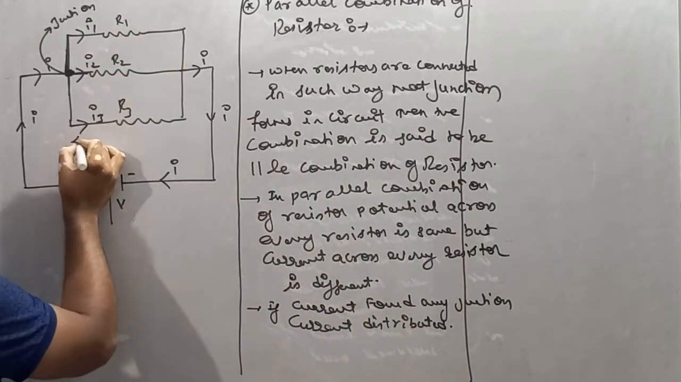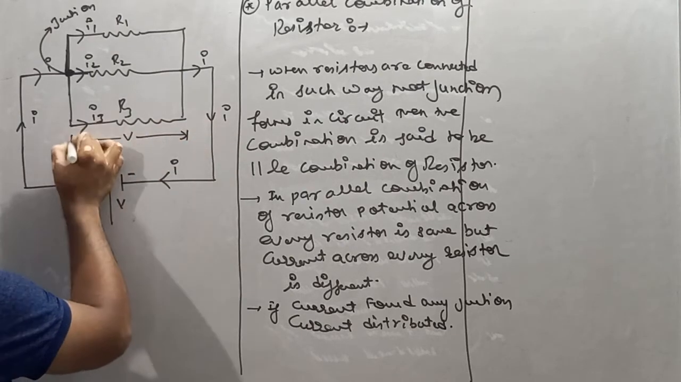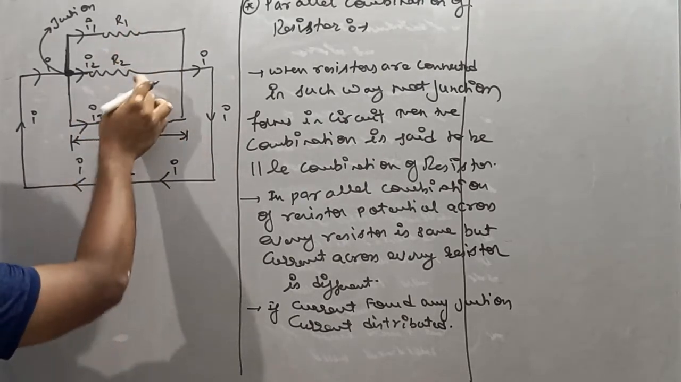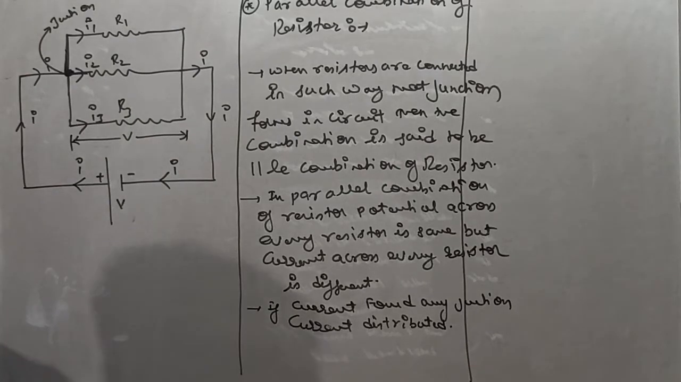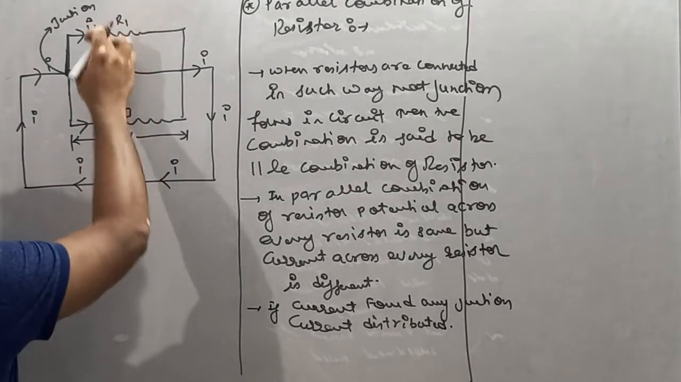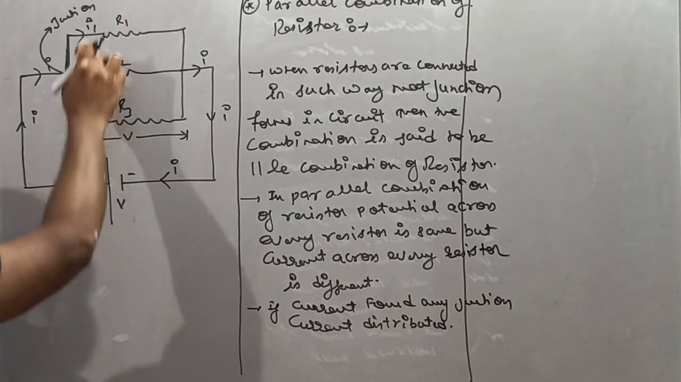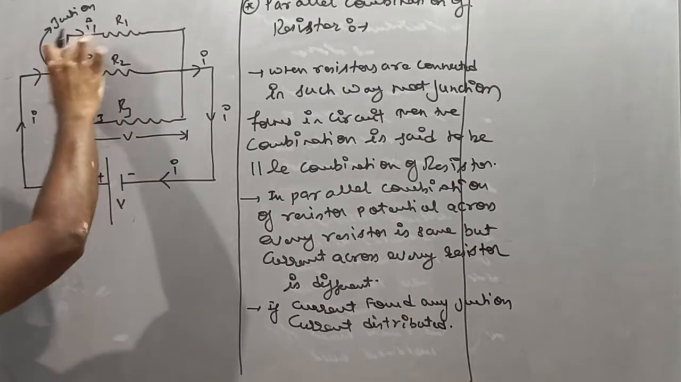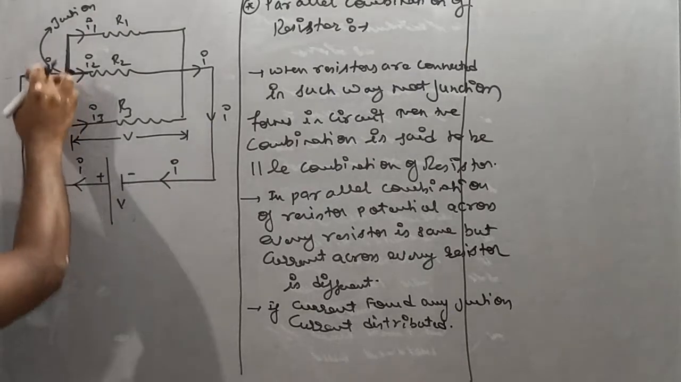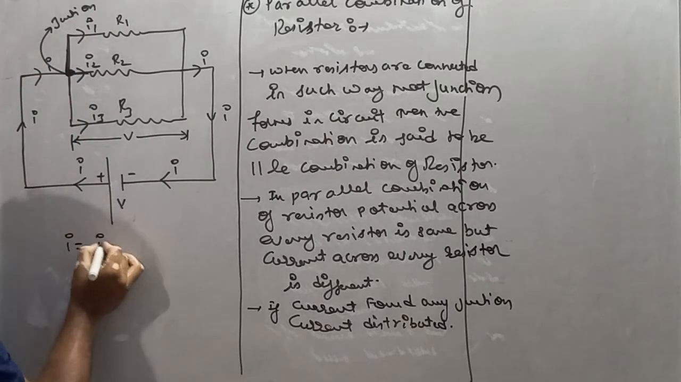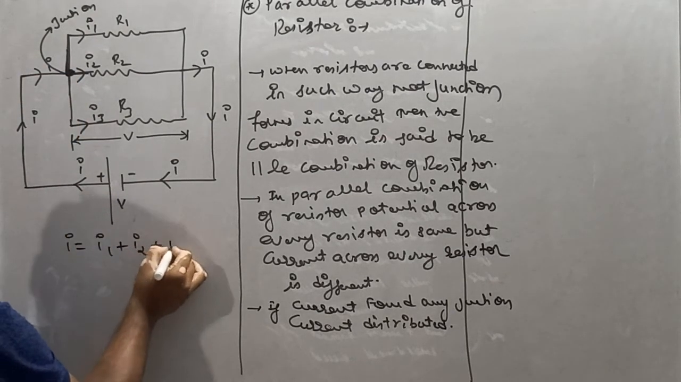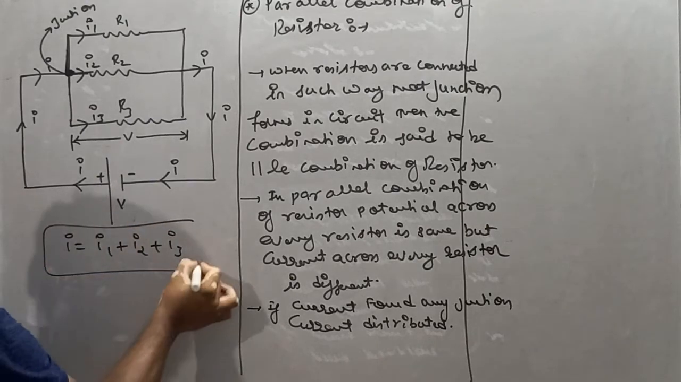Moving forward, the potential across every resistor is the same. So the potential across R1 is V, across R2 is V, and across R3 is also V. In R1 the current is I1, in R2 the current is I2, and in R3 the current is I3. These I1, I2 and I3 are basically the extension of I. So we can write I equals I1 plus I2 plus I3.